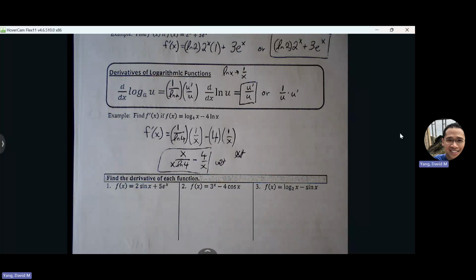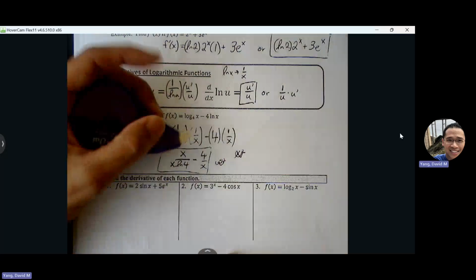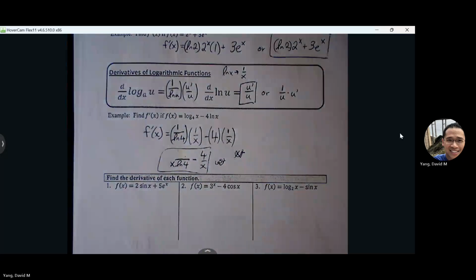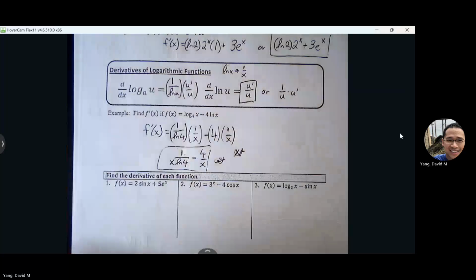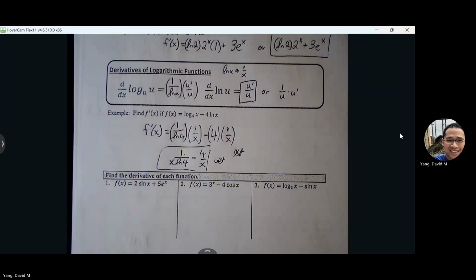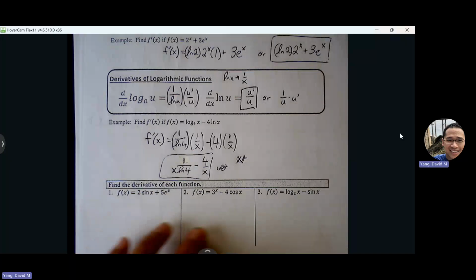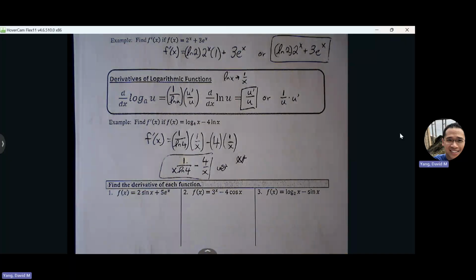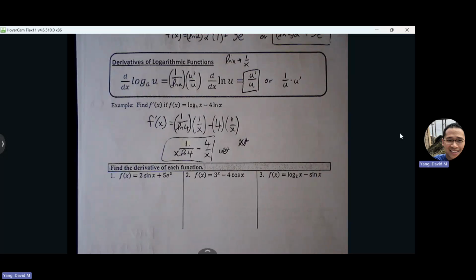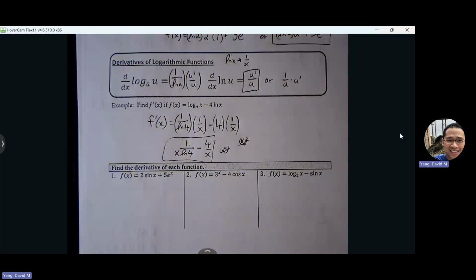All right, go ahead and try 1 through 3. Oh, sorry, I messed up. That should be a 1, 1 up top. All right, 1 through 3, these are a mixture of different rules, including some trig rules as well. But see if you can identify the rules and apply them. So try 1 through 3.